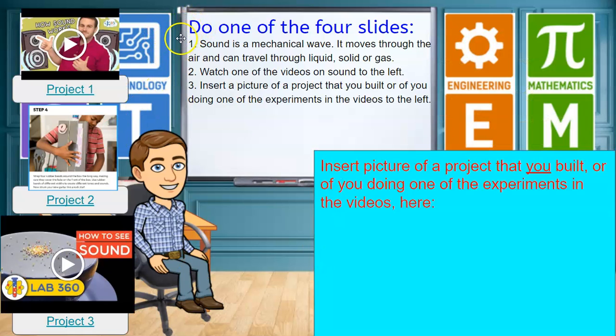Then option 4 is to do one of the following 4 slides. Sound is that. 2. Watch one of the videos on sound to the left. 3. Insert a picture of a project that you built or of you doing one of the experiments in the videos to the left. So here we have our videos. This one's not a video. This one's actually an article that walks you through how to make a little fake guitar. So obviously not a real guitar, fake guitar.